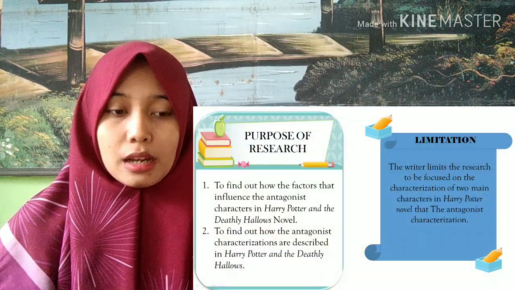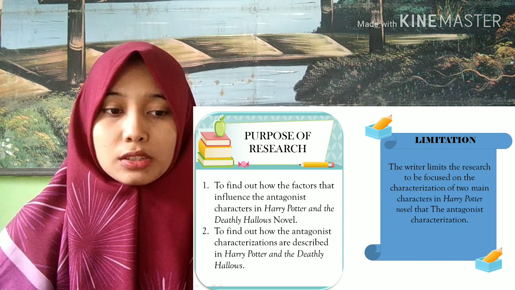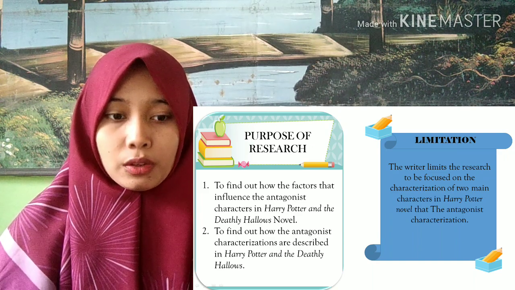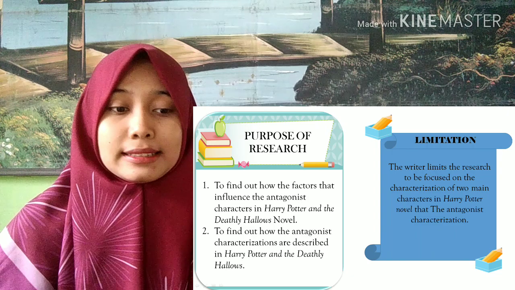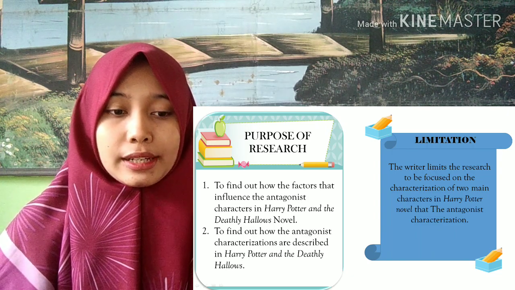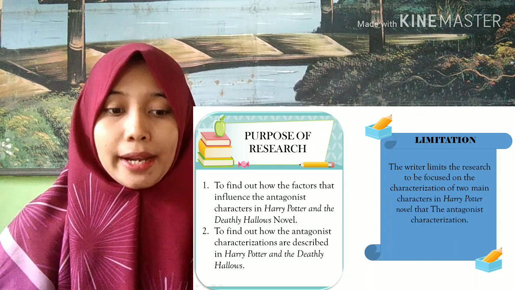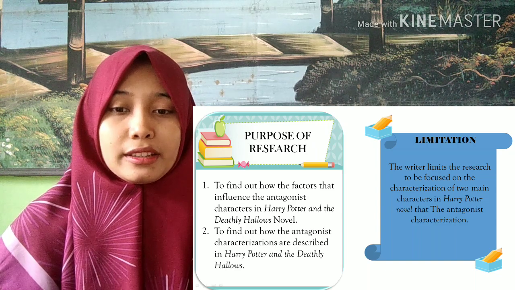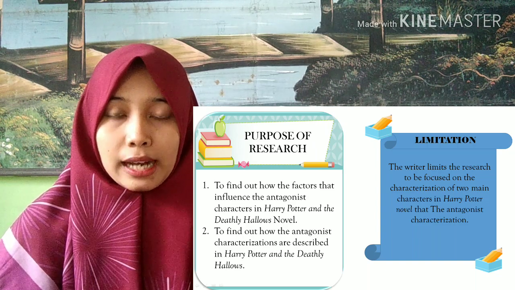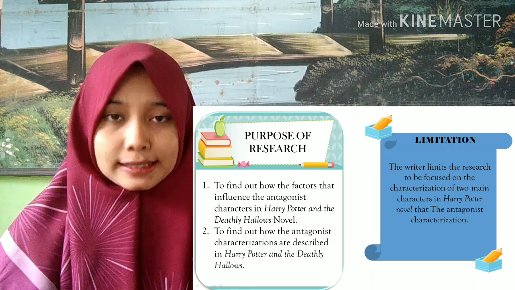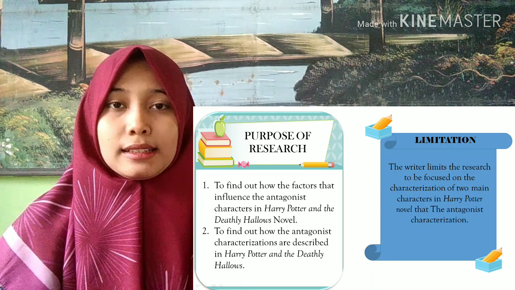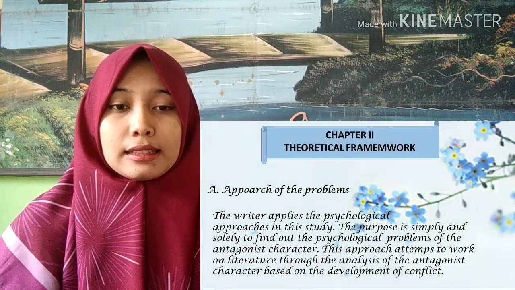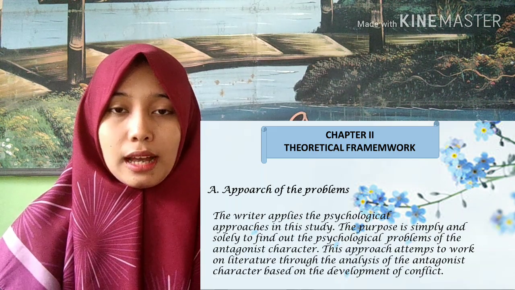purpose of research. First, to find out the factors that influence the antagonist characters in the Harry Potter and the Deathly Hallows novel. And second, to find out how the antagonist characterization are described in Harry Potter and the Deathly Hallows. And limitation of this research. The writer limits the research to be focused on the characterization of two main characters in the Harry Potter novel, that is the antagonist characterization.